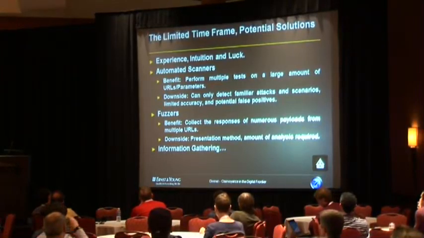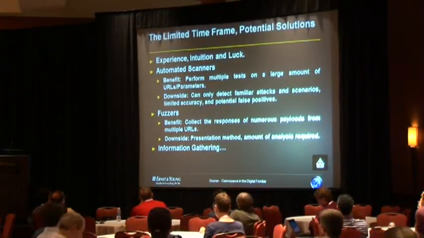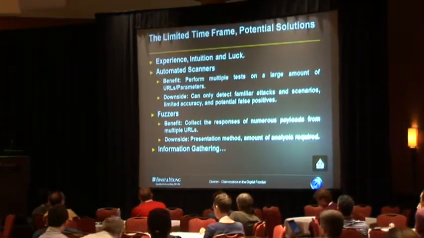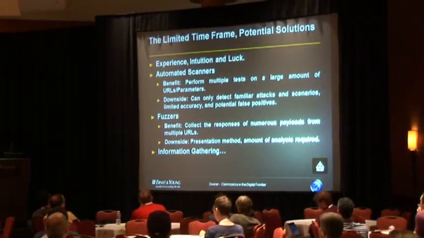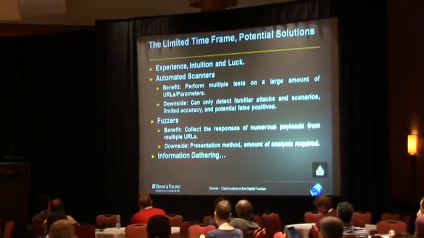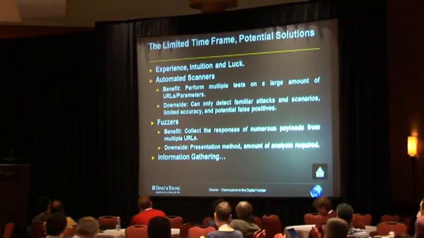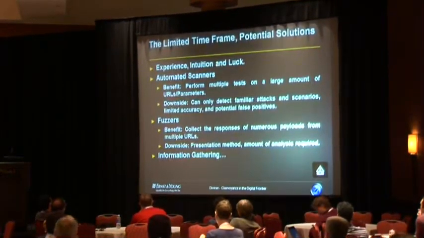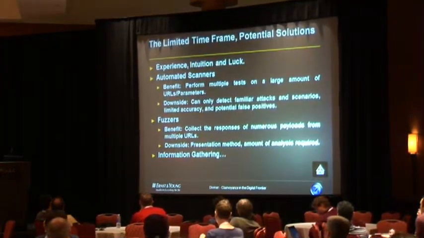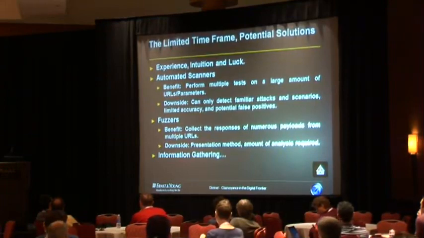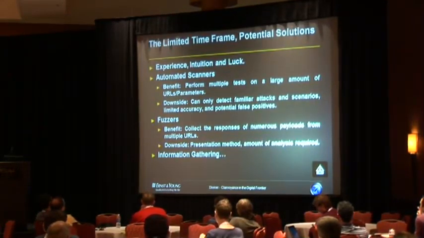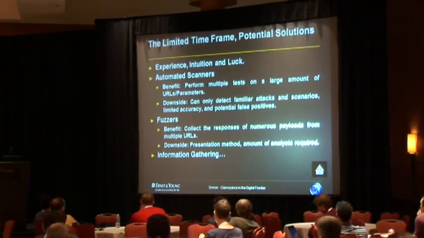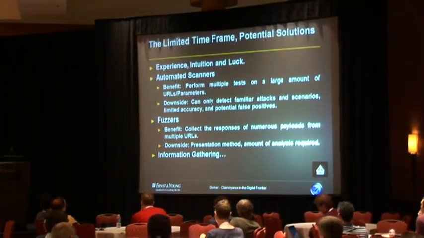There's automated scanners, which enable the tester to test for a large number of attacks on a large number of URLs and parameters. And there's fuzzers that do the same, but don't actually make any decisions for the testers. They collect the responses and leave it for the tester to analyze. And there's information gathering processes that help the tester narrow down and focus on locations that are most likely vulnerable or more likely to be vulnerable.